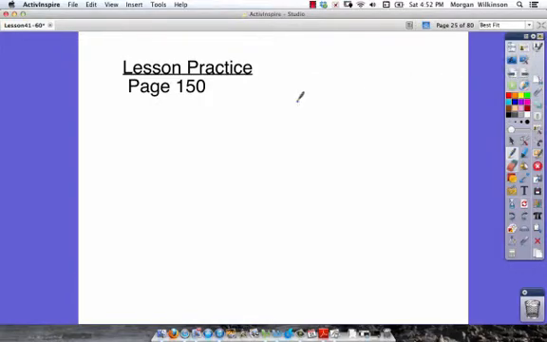We're going to practice this together in class next time on our lesson practice, page 150. Remember, the volume is equal to the area of the base times the height. It's a key formula. We're going to be working with that a lot through the rest of our textbook.